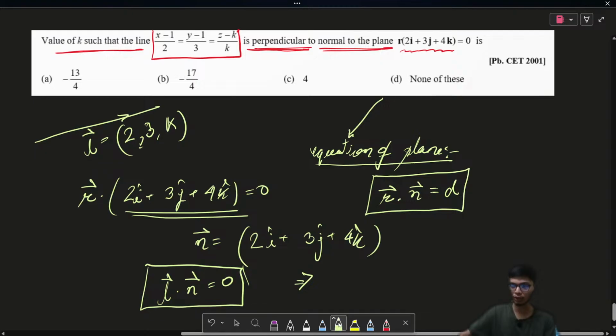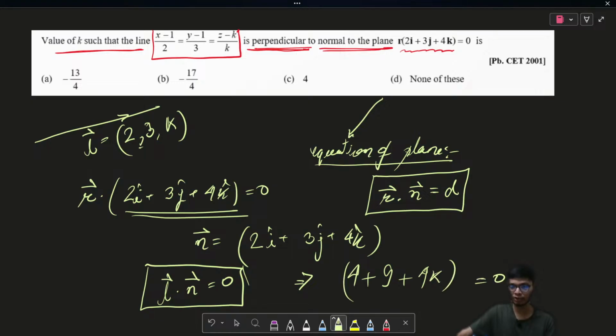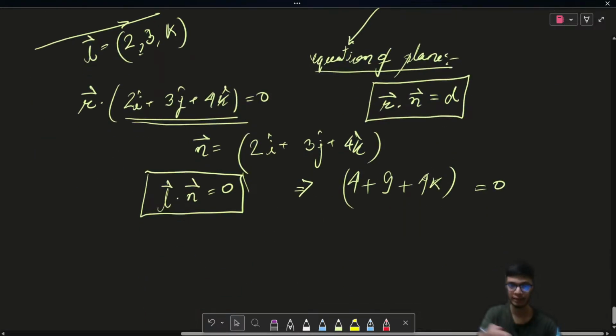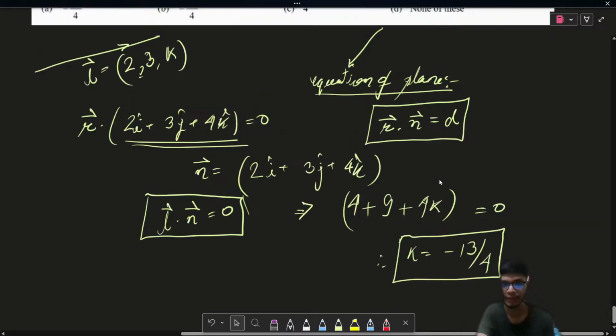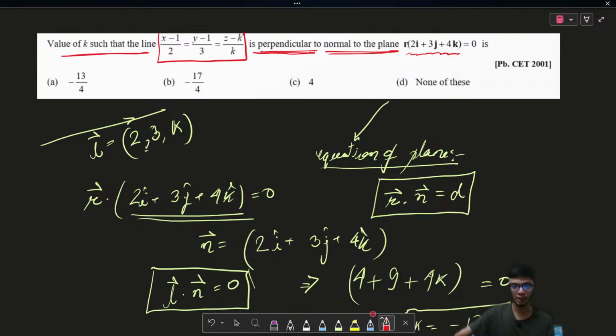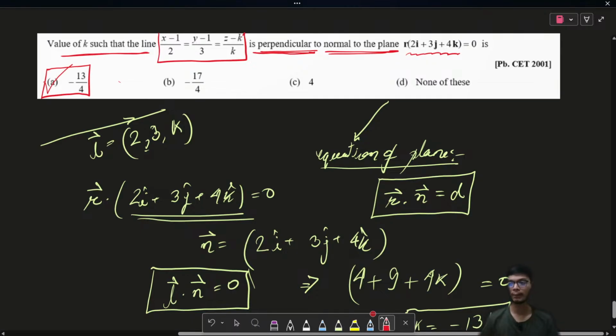So if I solve for the dot product to be equal to 0, what will I get? I will get 4 plus 9 plus 4 times k equal to 0. On solving this, we come to the final value of k, which is coming out as minus 13 upon 9. Oh sorry, 13 upon 4. Minus 13 upon 4 is going to be the correct answer. Right? So with this, you can see option A is going to be the right answer. Very simple, straightforward, right? Where we have applied the concept of vector algebra.